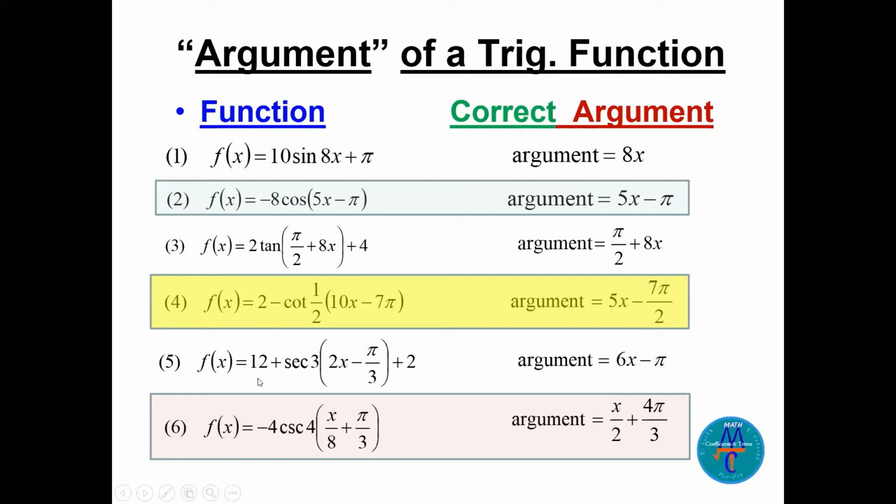See, compare now 4 and 5. Here you have secant 3 and you have a bracket, then you have another plus 2. This plus 2 is not included in the argument. Only 3 times 2x, 6x, 3 times minus pi over 3, minus pi. This is the argument. And this 2 is shifting up. This is related to 12. You can add them if you like. And this one also, just multiply the 4 times this one, you will get the argument. Okay.